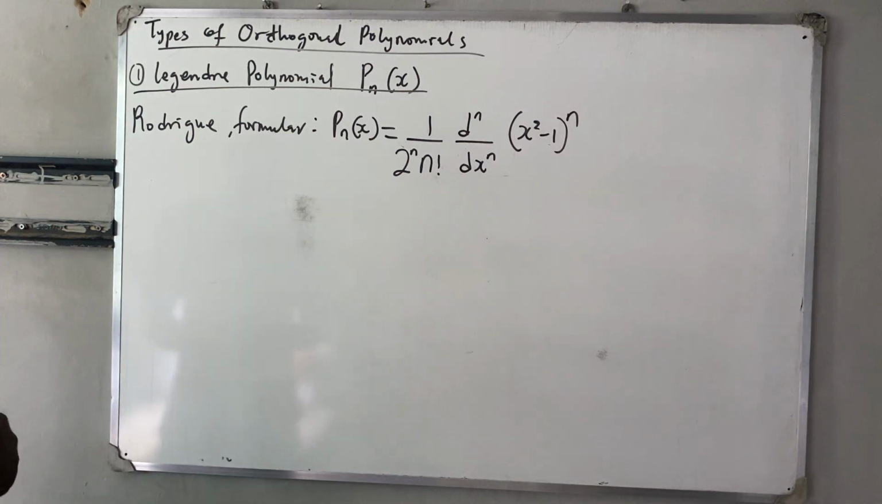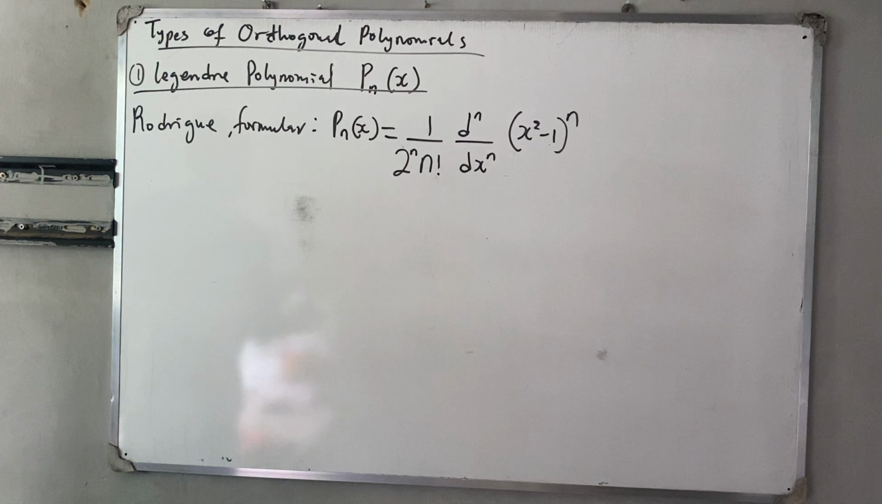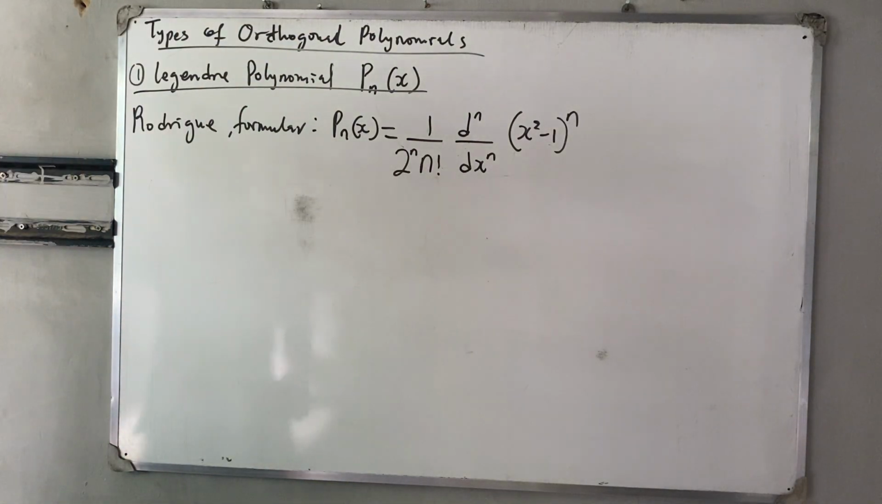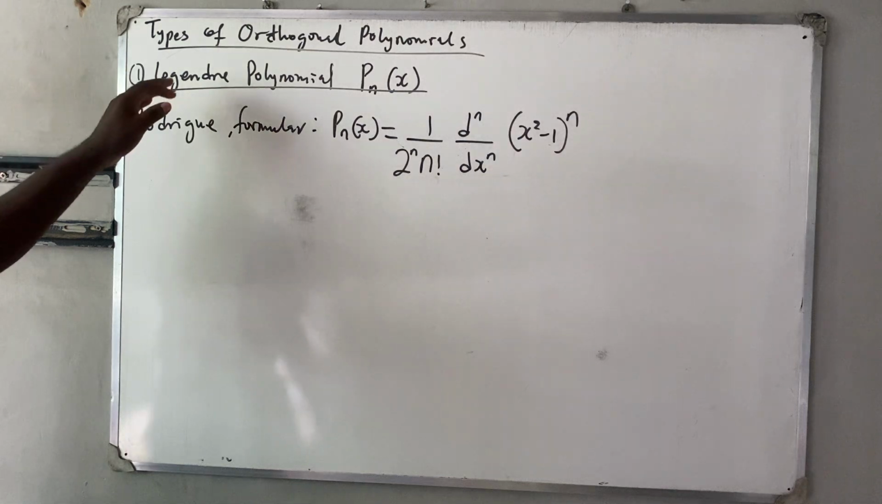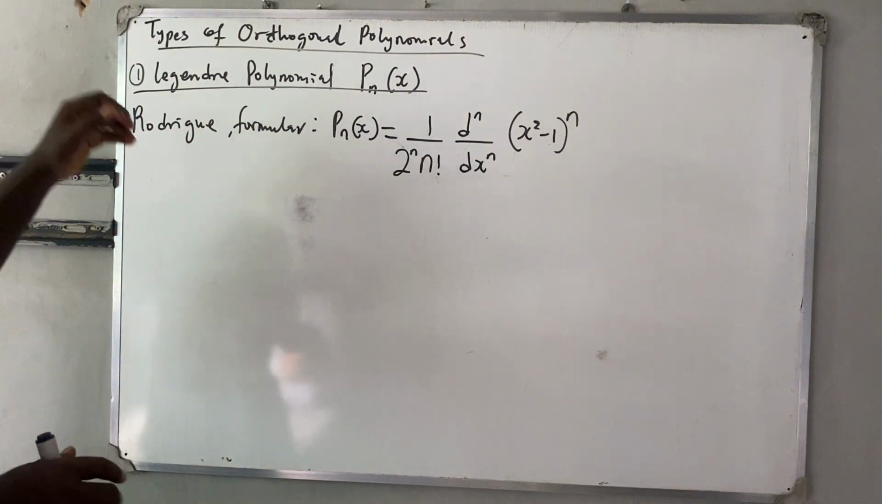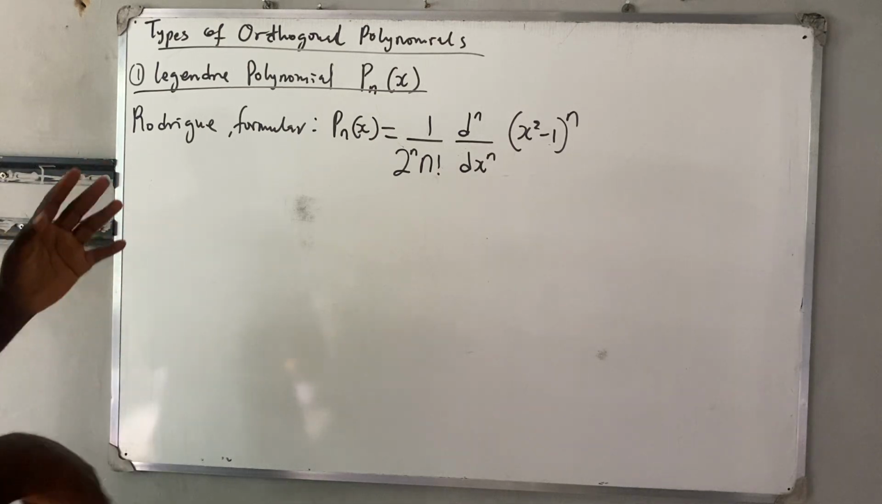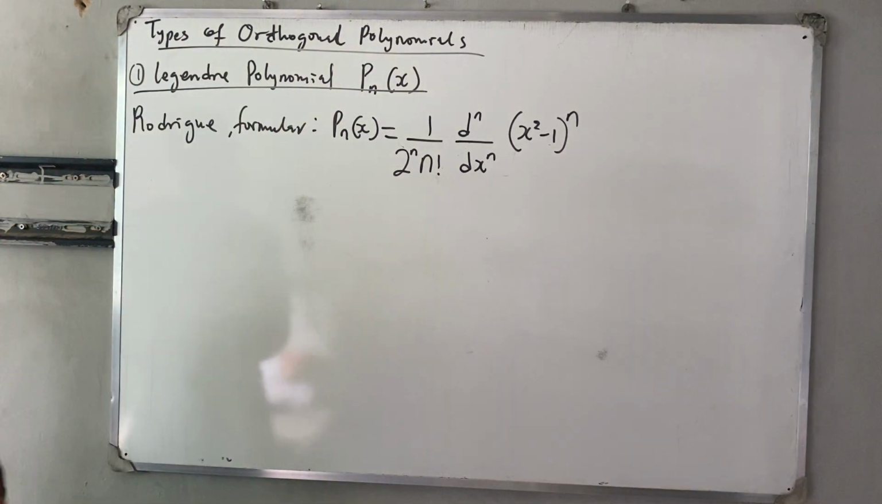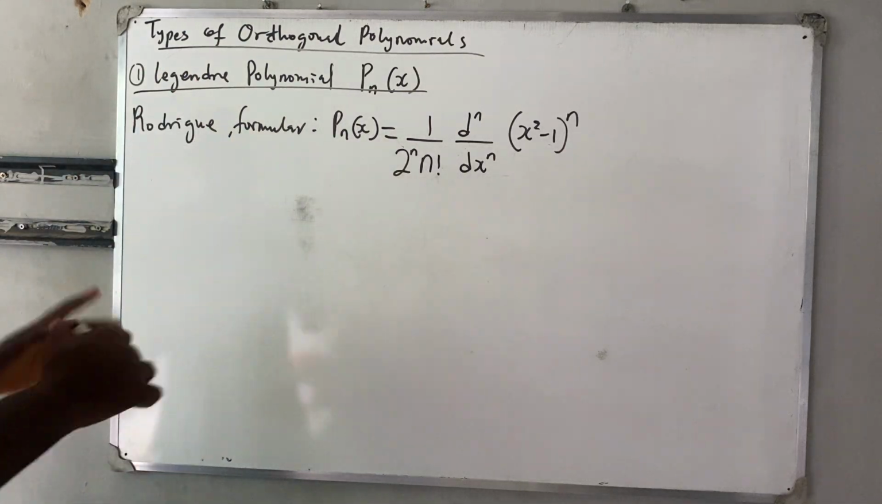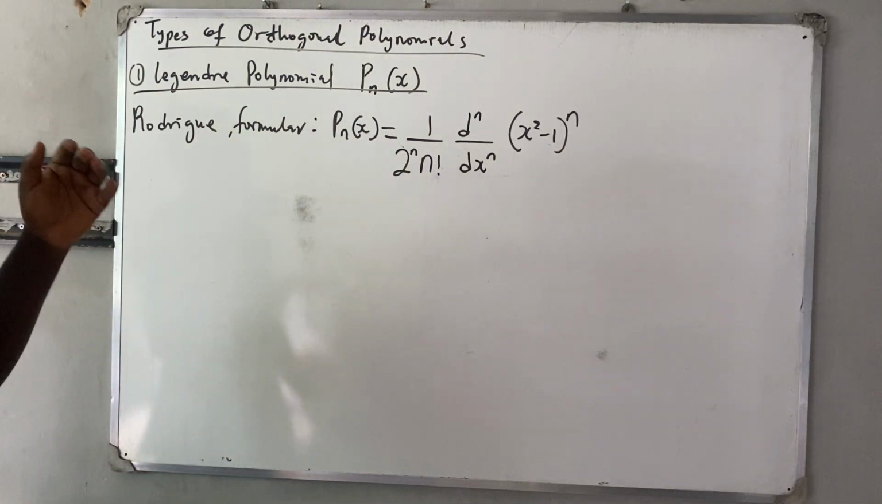Okay, so like I said before, I don't know where the mic stopped, but we have different types of orthogonal polynomials, and the first one we are going to look at is Legendre polynomials. I said that I will subsequently take each of them and do a particular video on that, explaining and deriving so many things about them. So the first one is the Legendre polynomial, and the first thing you have to know is its Legendre formula.